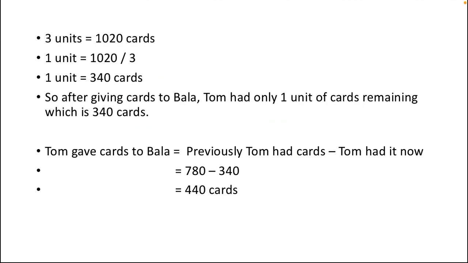We know that 1 unit equals 340 cards, and Tom has right now only 1 unit of cards, which is 340 cards. What we have to find in the question is how many cards Tom has given to Bala, for which I have written the formula: Tom gave cards to Bala equals the cards Tom previously had minus the cards he has right now, which equals 780 minus 340, which comes from the 1 unit. And when you subtract 340 from 780, you will get 440 cards.